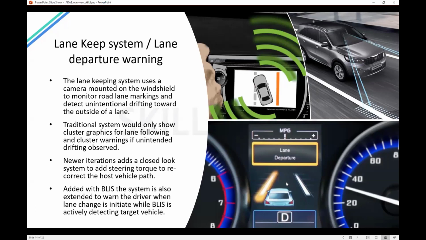This system can also be combined with the blind spot system, because the blind spot system is already detecting target vehicles from the blind spot area. Let's say there is a target vehicle and the driver is trying to cross the lane. In those cases, both systems will work together and give out a warning that says don't cross right now, because there is a blind spot target detected and also you are over the lane lines. So different features can be combined into different functionalities together.